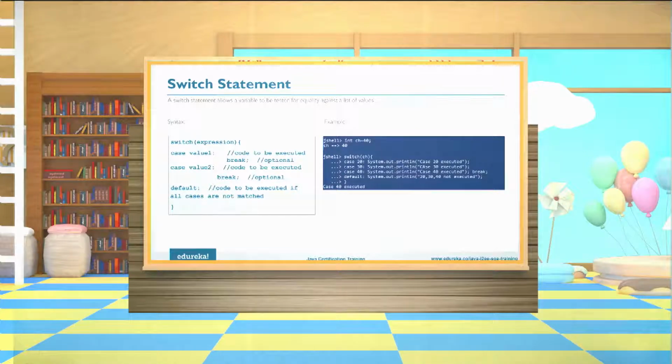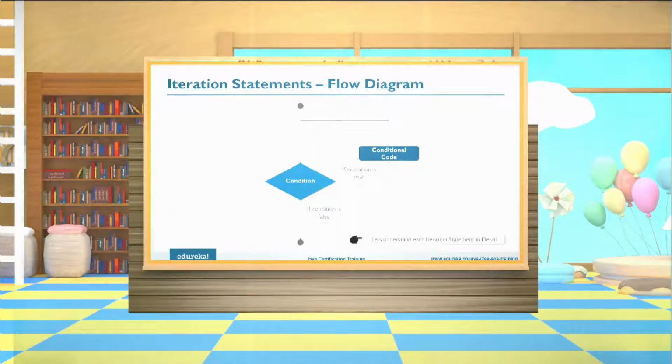On the right-hand side, you could see integer ch has a value of 40. Now we have a switch on ch. When the value of ch is 20, it would print case 20 executed. When its value is 30, we would have case 30 executed. When its value is 40, we would have case 40 executed and then break out. And if it's neither 20, 30 nor 40, we would have the default case executed, which says 20, 30, 40 not executed. In this case, since it has a value of 40, you would see case 40 executed as output. Iteration is nothing but iterating code.